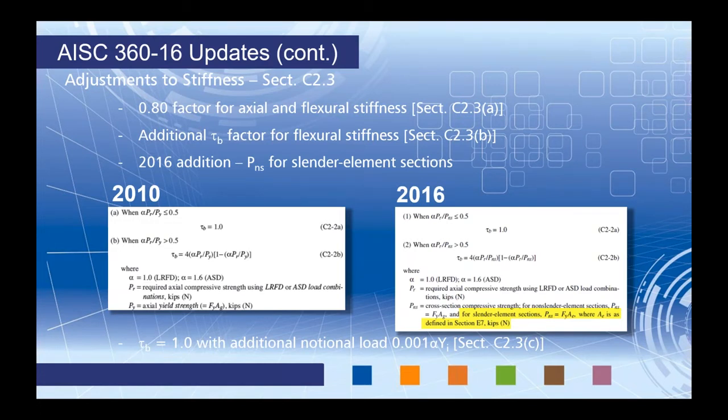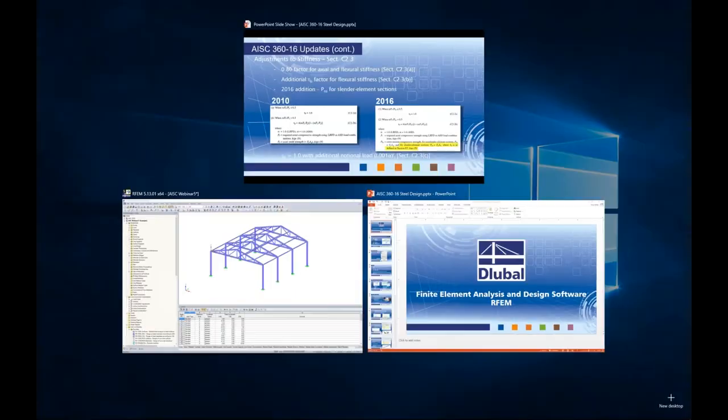Now, the code goes on further to say, hey, forget about all these equations, just apply the conservative factor, tau sub B equal to 1.0, if you want to apply some additional notional loads on top of that. And that's all explained in the standard, as well as I previously went over that in that last webinar. So how does that affect us for today?